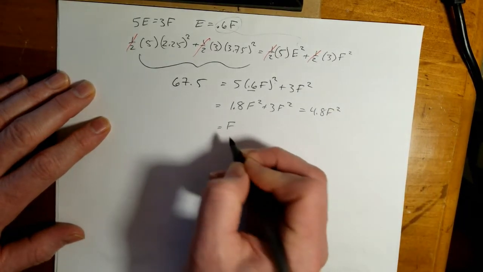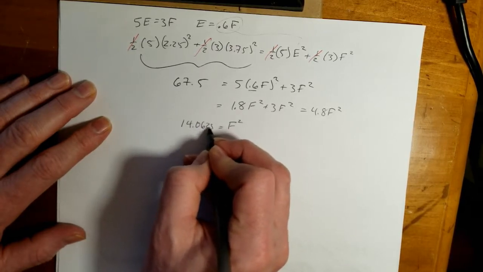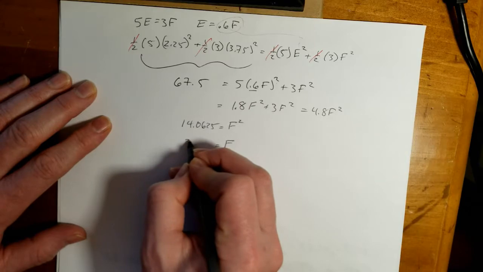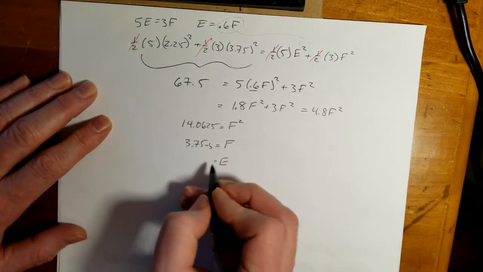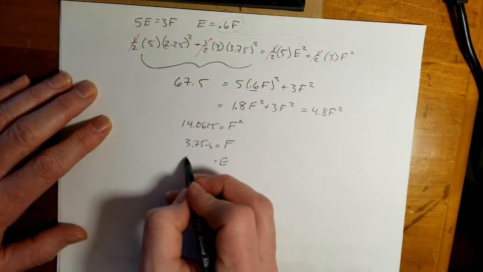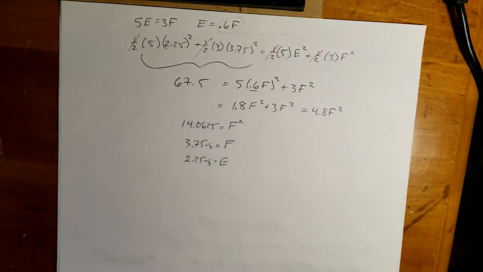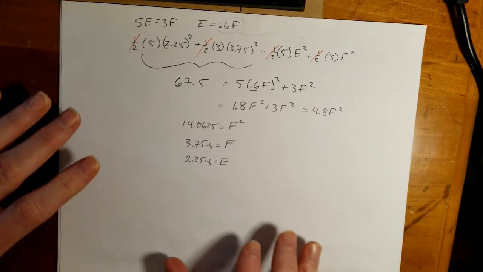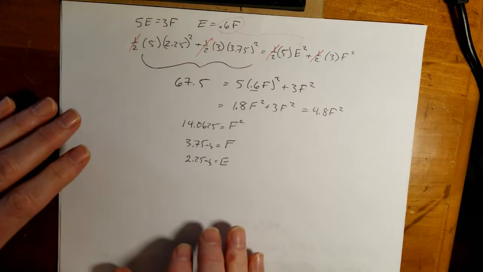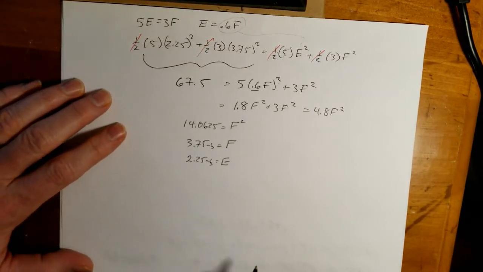So F squared is 14.0625. F becomes 3.75 meters per second, and E becomes, well, multiply times 0.6, 2.25 meters per second. So I have the speeds right there. I don't necessarily need to find the angle now. I need to put this back into the reference frame of the problem. I can't just leave it like that. Also, I don't have an angle yet.